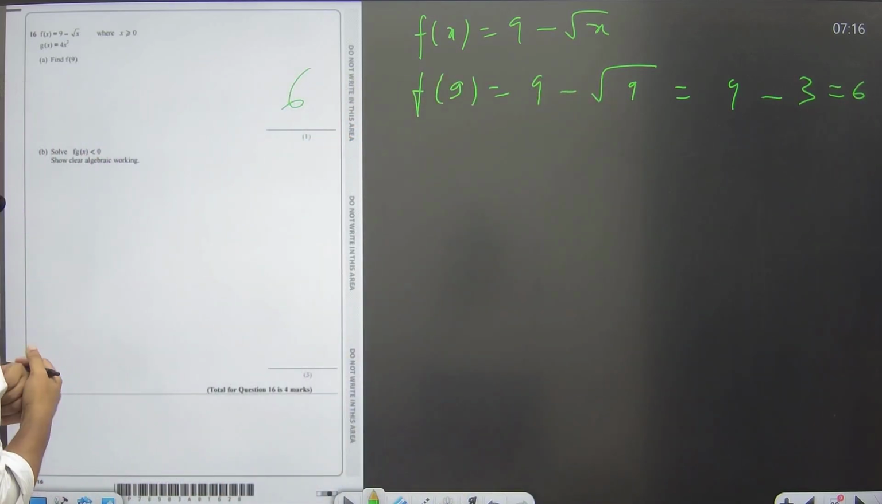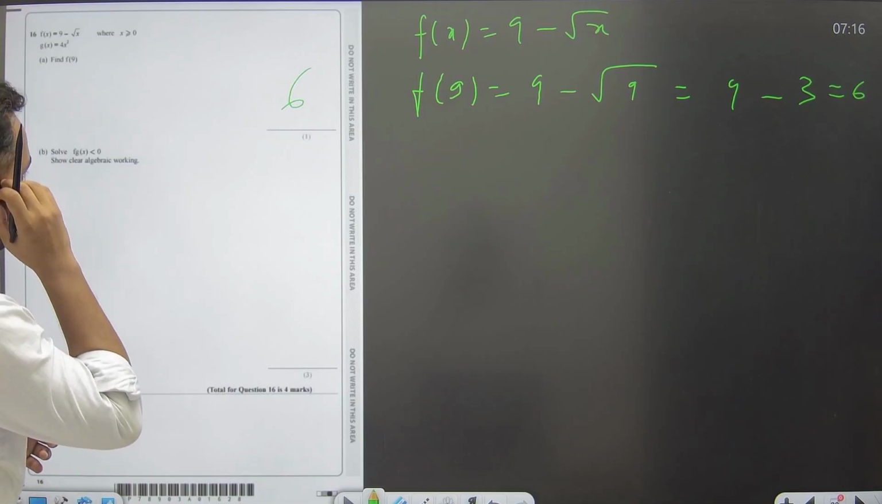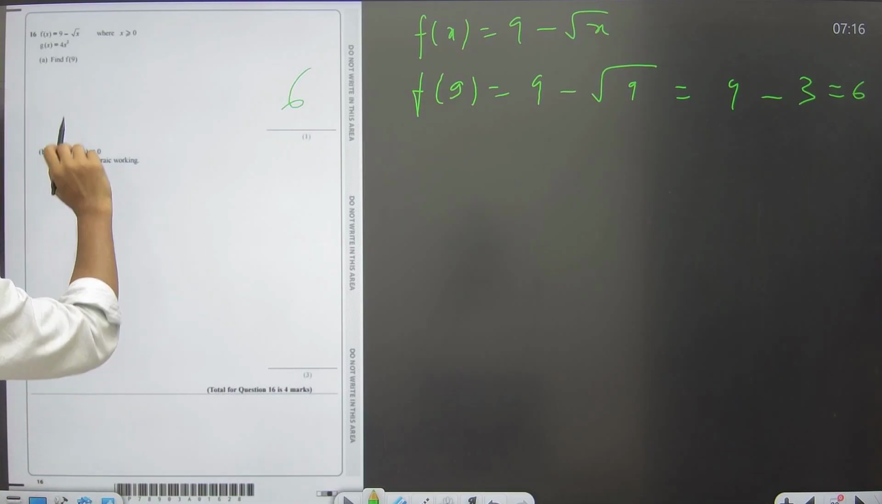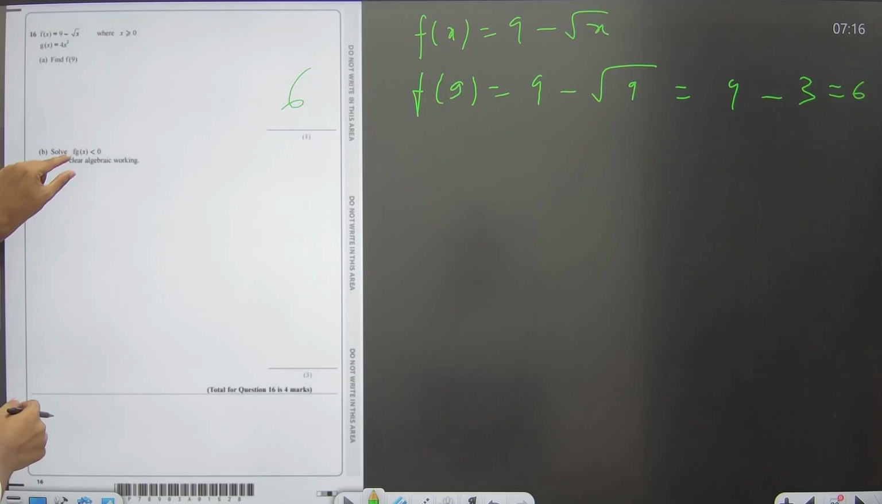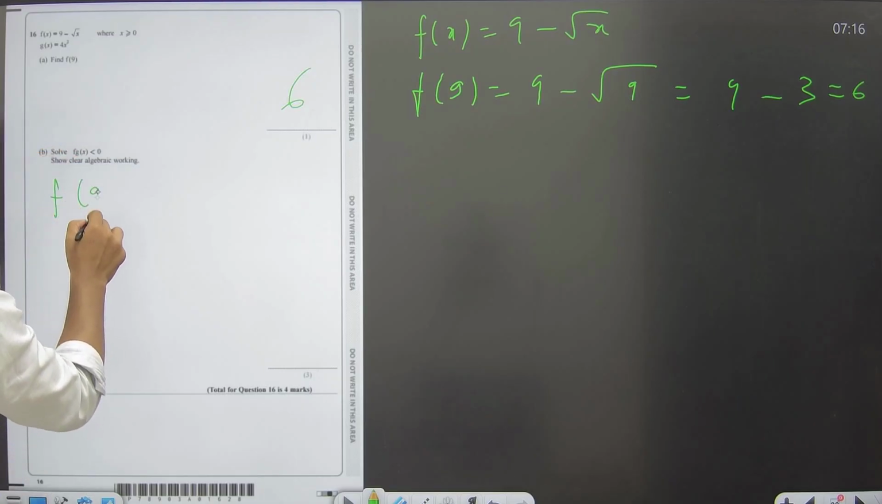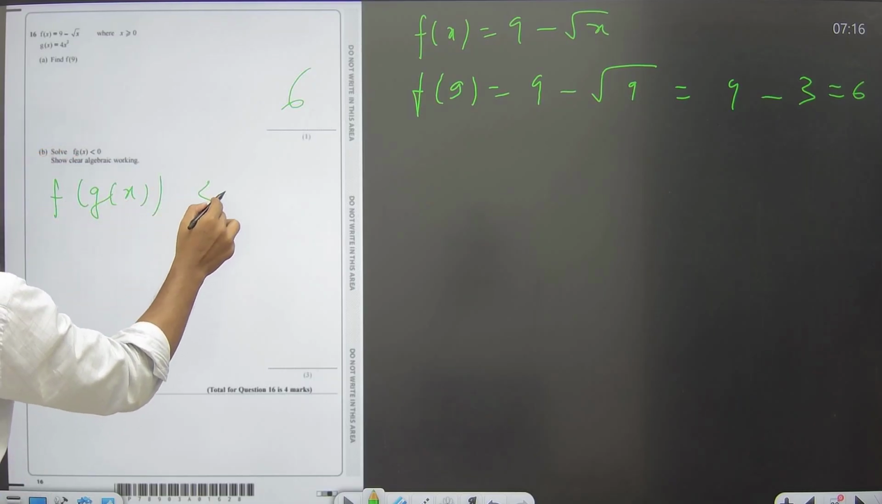Now solve f(g(x)) is less than 0. Show clear algebraic working. Okay, see, f(g(x)) means in f(g(x)), I'll tell how to do this part, is less than 0.